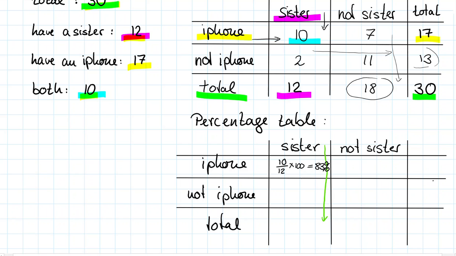So then, next one in that column is 2 out of 12. So 2 out of 12 people, and then again times by 100 to get the percentage, have a sister but don't have an iPhone. And then written as a percentage, this is going to be 17%. So you just type in your calculator 2 over 12 times 100. And then the total is, of course, 100%. So you add those two up. We're having 83 and 17, and we plus them. And that gives me a total of 100%.